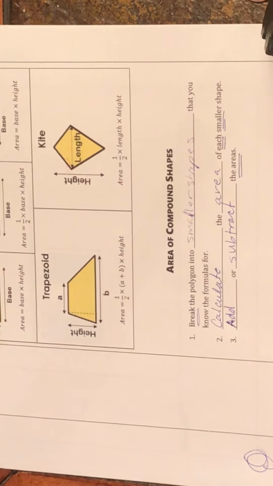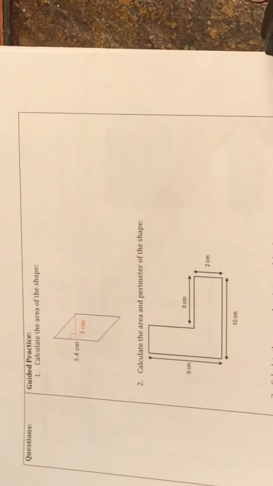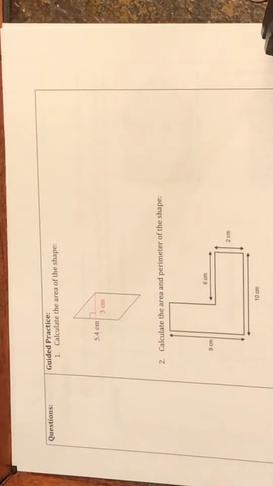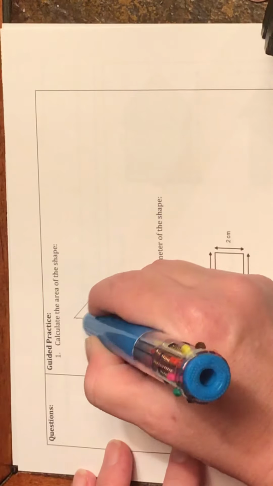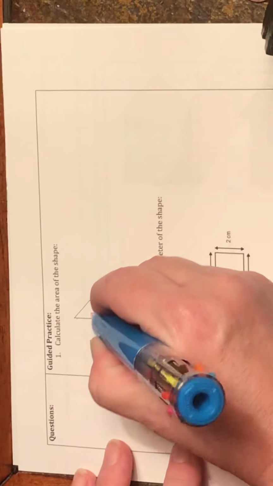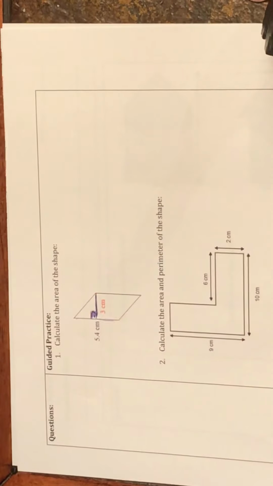So let's start with our guided practice. So the first shape is a parallelogram. You'll be lucky. Parallelograms almost always look like this and they make it easy. Notice that this and this side, the 3 and the 5.4, create a right angle. That means that those are the perpendicular sides. That's the height and the base.